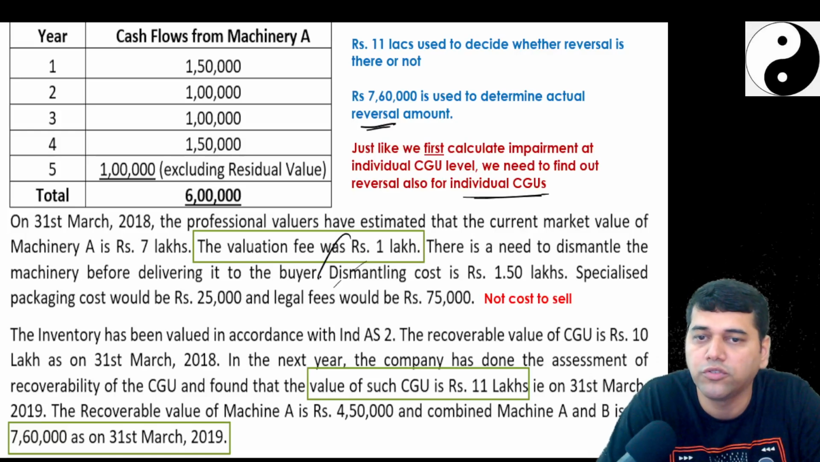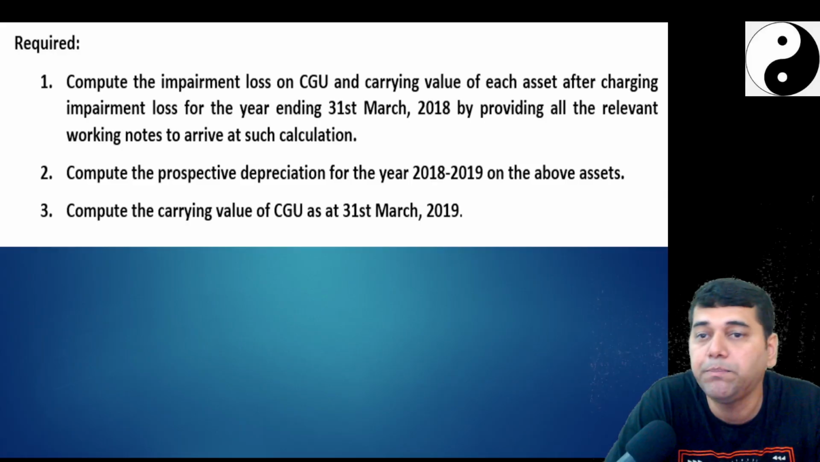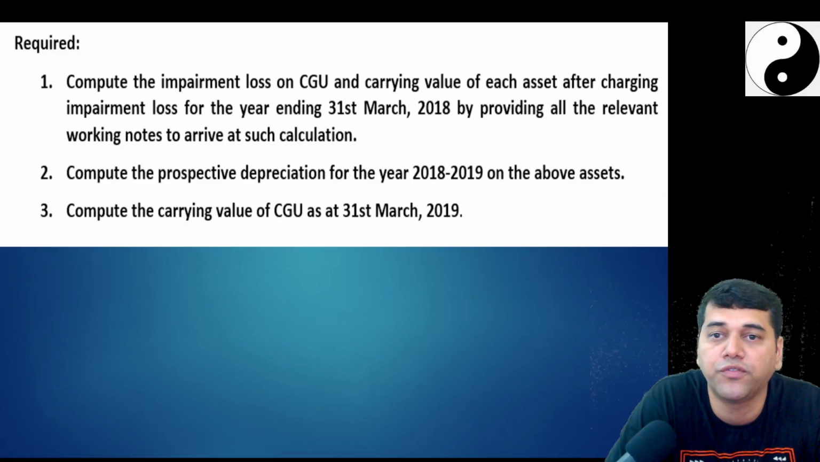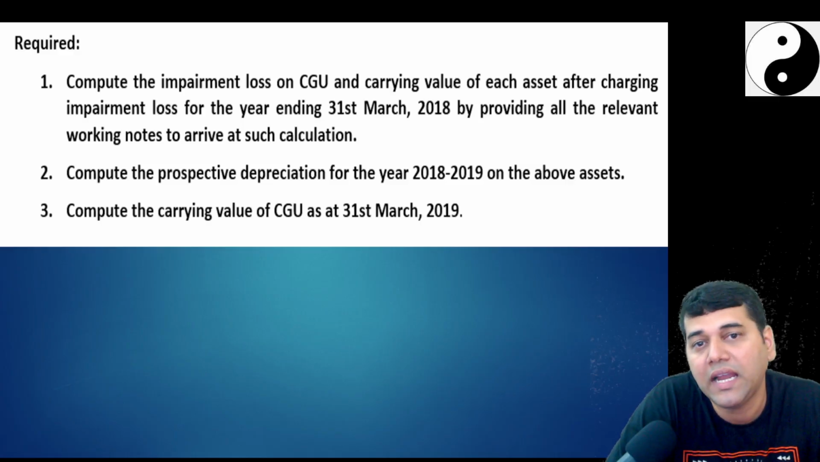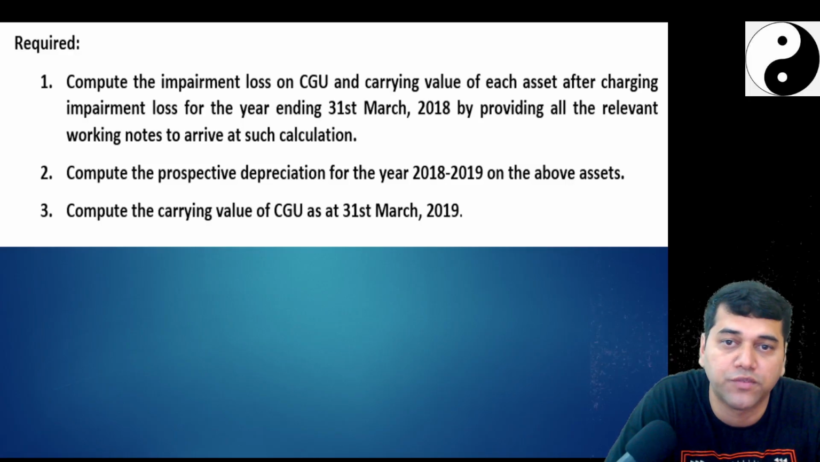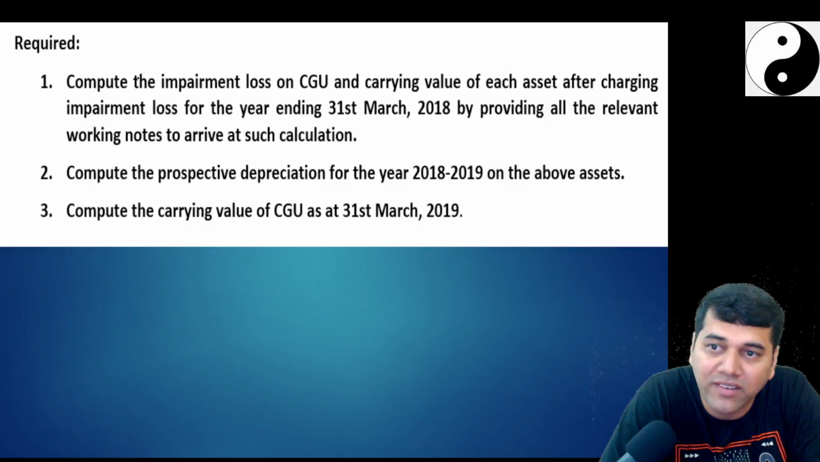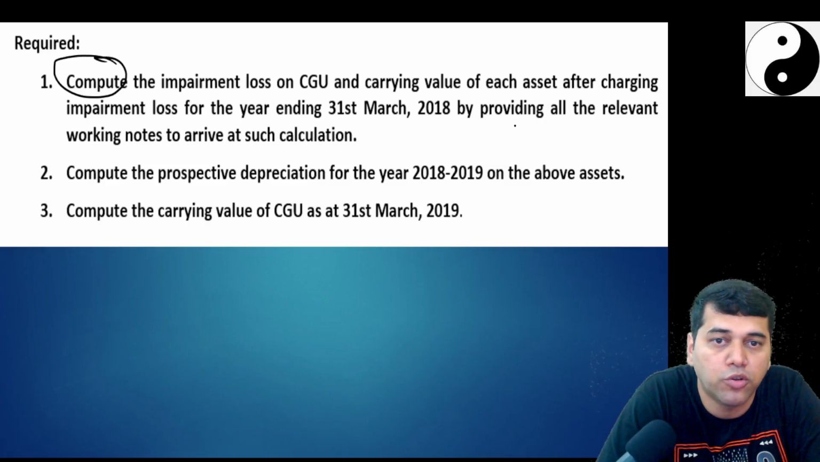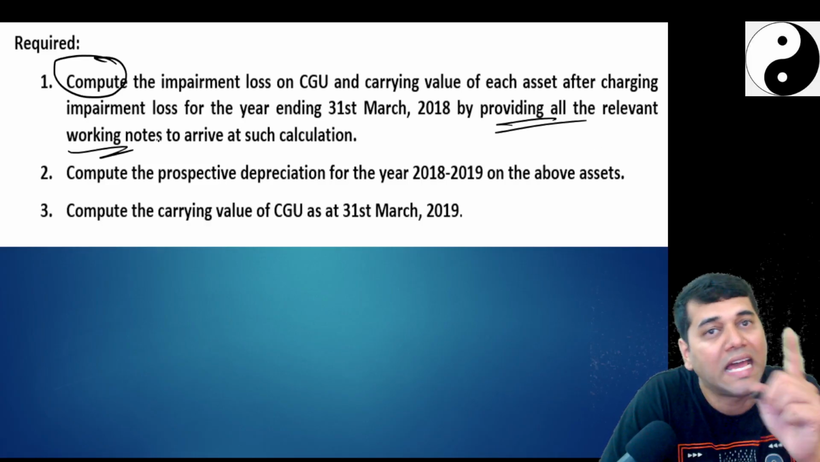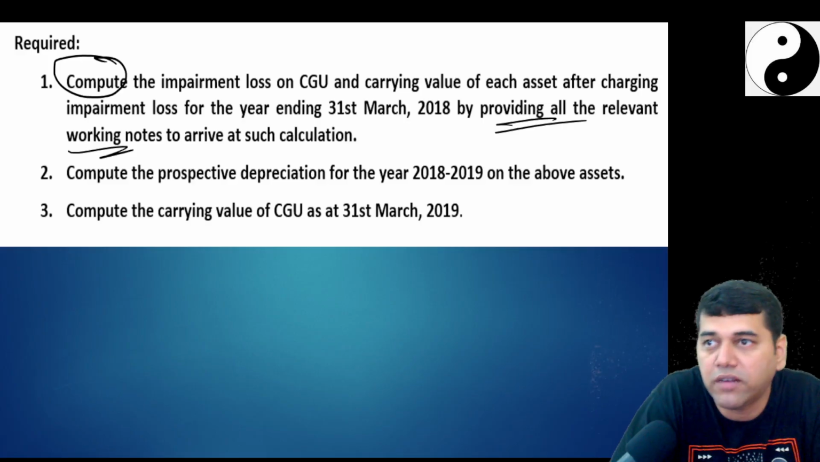Okay, this is not a cost to sell that we discussed. Now, what you are supposed to calculate? Compute the impairment loss of CGU and carrying value of each CGU after charging impairment loss for 31st March 2018 by providing all relevant working notes. See, this compute itself says you have to provide the working notes. They didn't say calculate. They say compute. That itself we have understood. That means you have to give working notes.